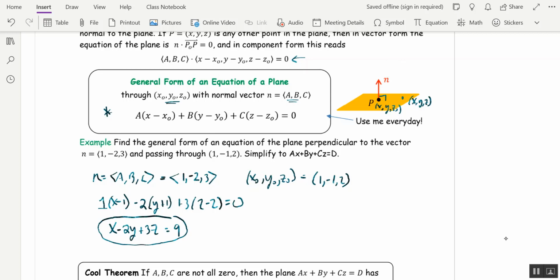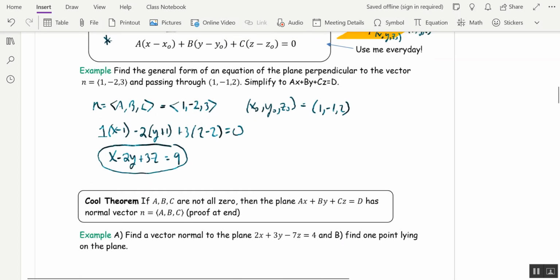Okay, let's go the other way. There's a very cool theorem that tells us if we have the equation of a plane written like this, then a normal vector is simply the coefficients of x, y, and z, a, b, c. And that's going to come in very useful.